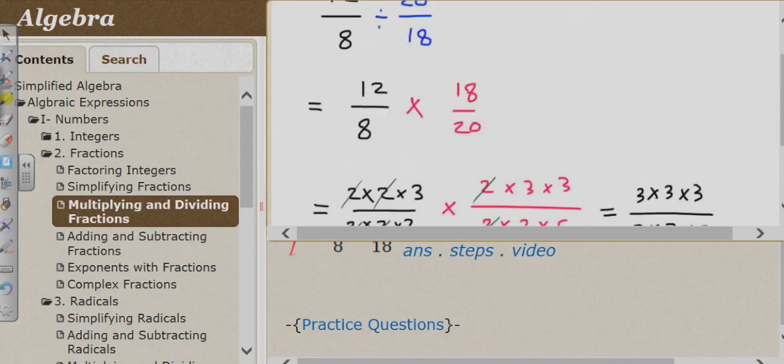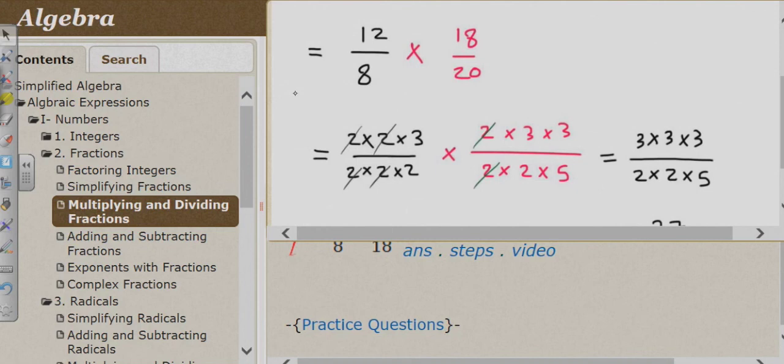Here, once we convert division to multiplication, we factor and then remove the common factors, up and down.